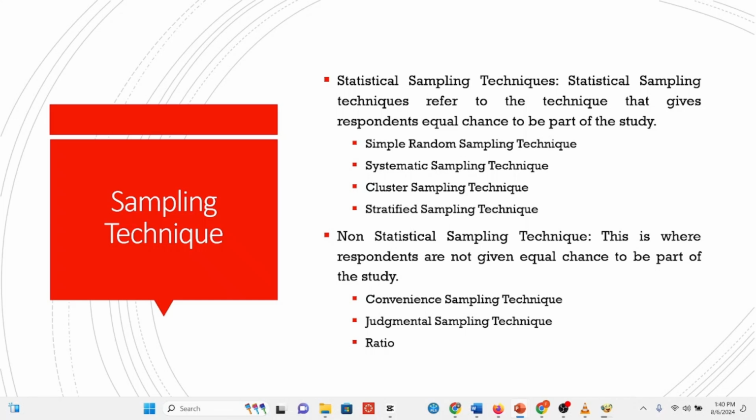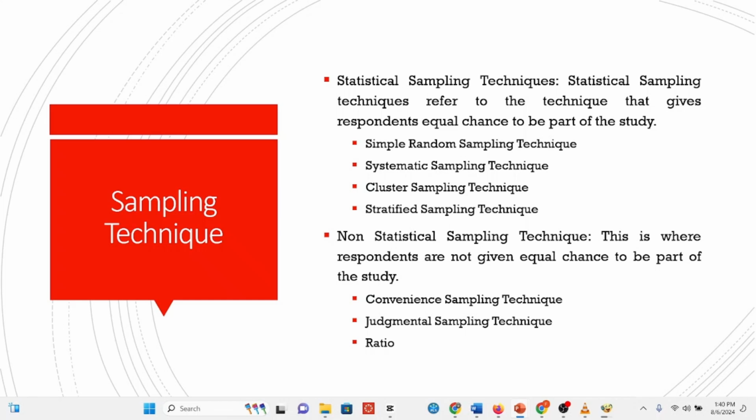Convenience sampling technique. Convenience sampling involves selecting individuals who are easiest to reach or most readily available to participate in the study. This technique is quick and cost-effective but is prone to bias and often results in a sample that is not representative of the population. It is typically used in exploratory research where generalizability is less of a concern.